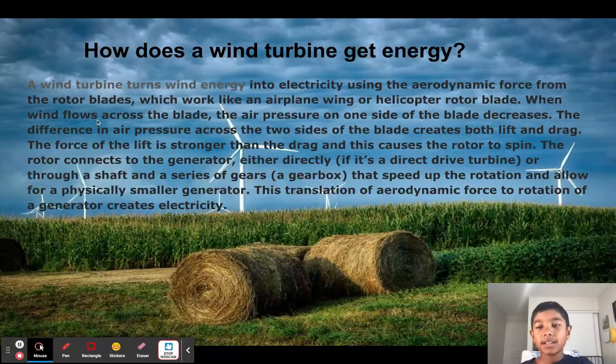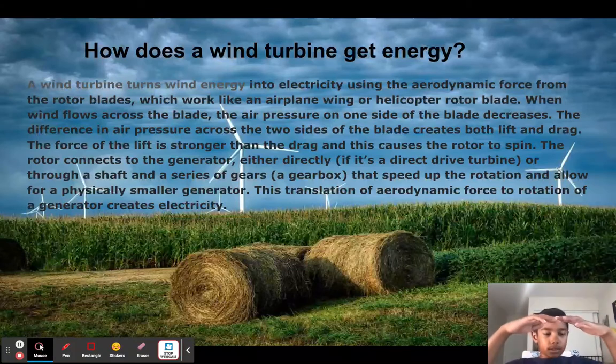Okay, so a wind turbine turns wind energy into electricity using aerodynamic force from the rotor blades, which work like an airplane wing or helicopter rotor blade. When wind flows across the blade, the air pressure on one side of the blade decreases, and the difference in air pressure on the two sides of the blade creates both lift and drag. So basically what that means, like a helicopter.